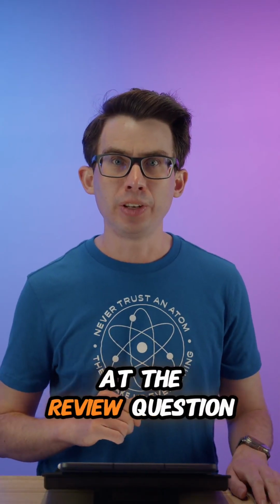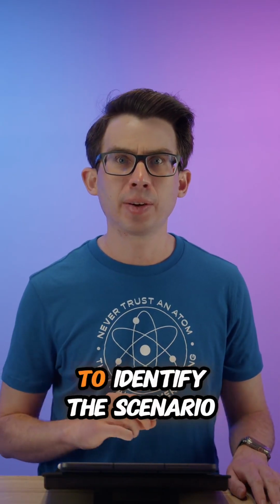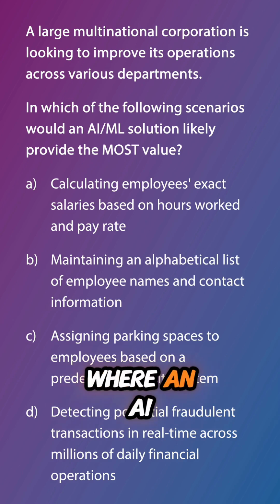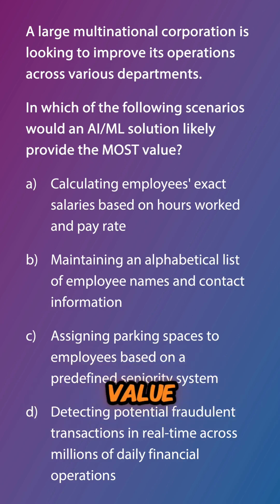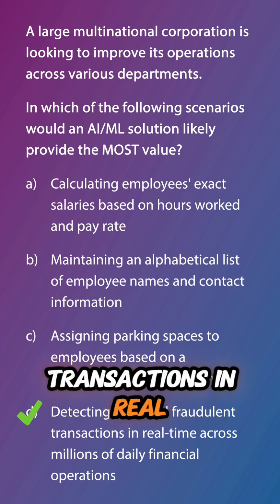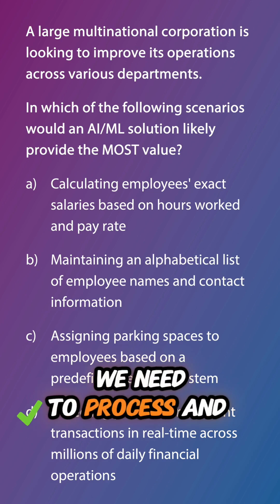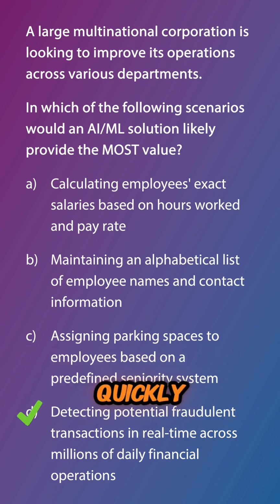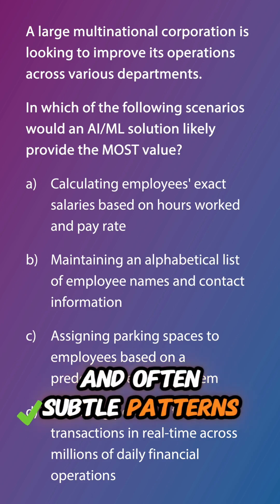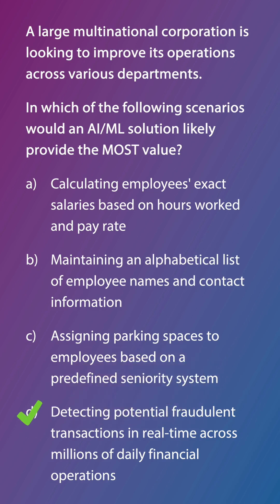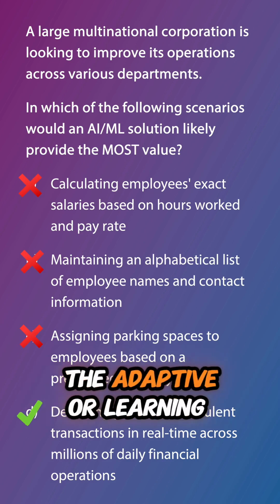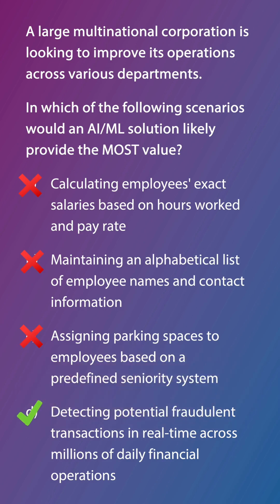Let's start by looking at the review question from the last episode, asking us to identify the scenario where an AI or ML solution would provide the most value. The correct answer is D, because detecting fraudulent transactions in real time is an ideal application for AI or ML, given we need to process and analyze vast amounts of data quickly, and it requires identifying complex, ever-changing, and often subtle patterns that may indicate fraud. The other options are all straightforward tasks which don't really require the adaptive or learning capabilities of AI.